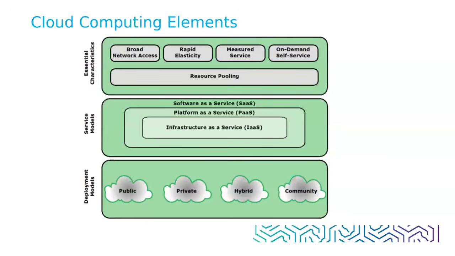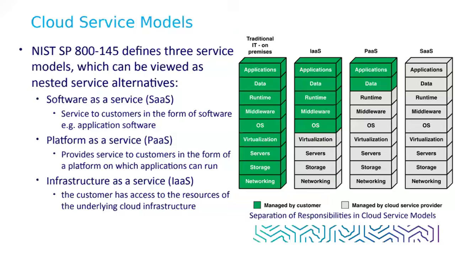So here we will identify five essential characteristics: broad network access, rapid elasticity, measured service, on-demand self-service, and also resource pooling. Together, all these characteristics make cloud computing more flexible, scalable, and mainly cost-effective for widely accessible end users. And then models in the cloud service.